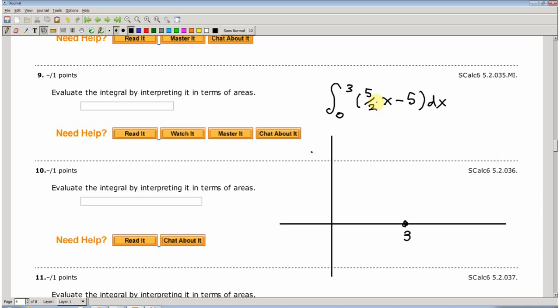Now this is a line of slope 2.5 with y-intercept -5, right? So actually the y-intercept is going to be way down here, because I've already called this 3, right? So -5, this isn't going to be exactly to scale.